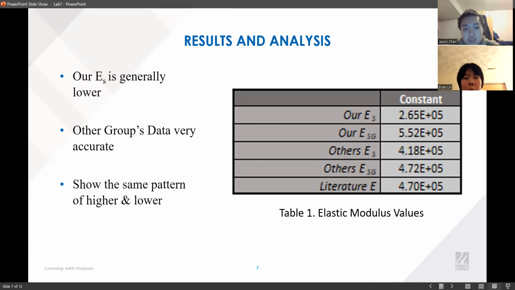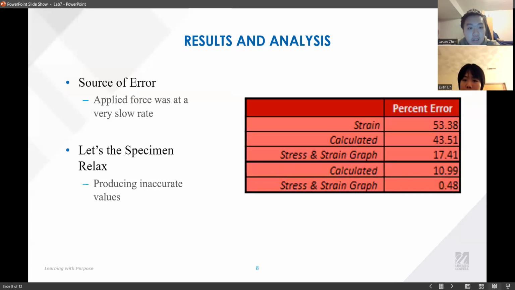Our elastic moduli were collected after the data and calculations. For ES, we got 2.65, and ESG, we got 5.52. A friendly group shared their data as well, and their data was much more accurate. But there was a general trend where our ES, or elastic modulus calculated, was lower, and our elastic modulus through graphical analysis was higher. Our percent error generally was not too high, besides the calculated one.